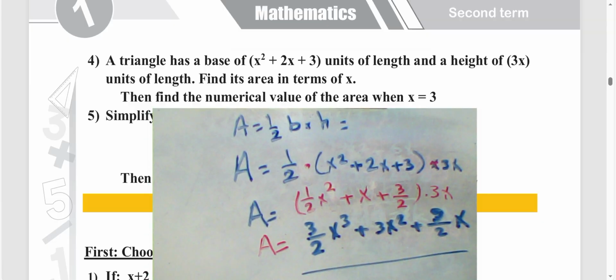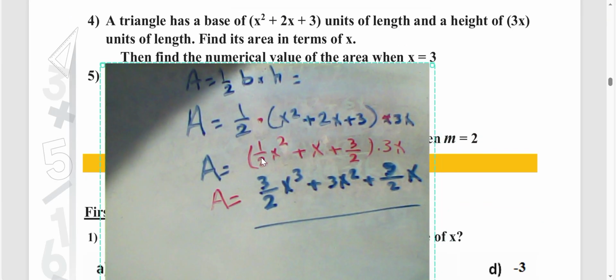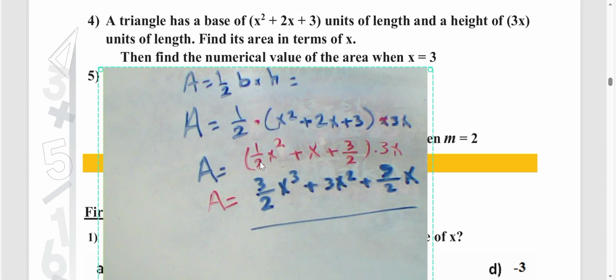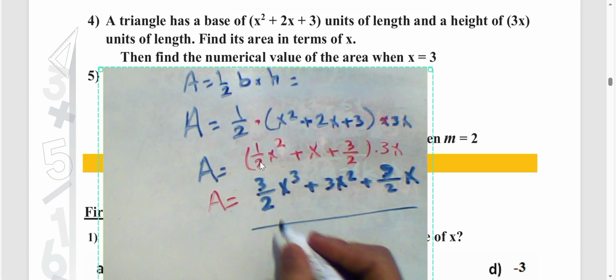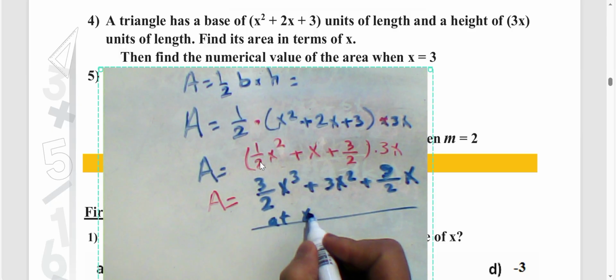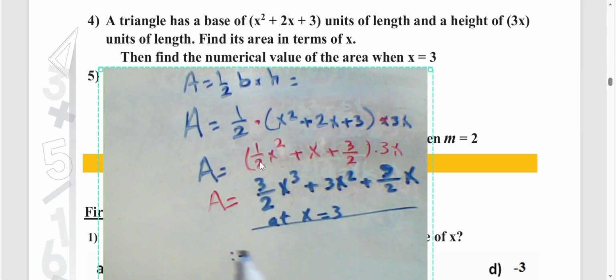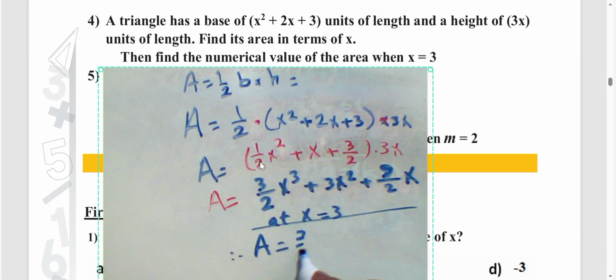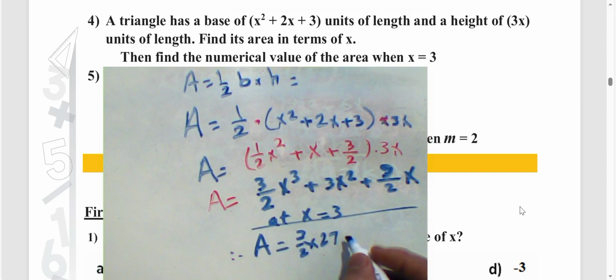Now I will find the area when x equals 3. Complete with me here, right? The area equals, now at x equals 3, in the value of the area right here, write 3 over 2 multiplied by 3 power 3 is 27. 3 times 3 times 3 is 27. Okay, put the value of x here equal 3. 3 power 3 is 27 plus 3 times 3 power 2 is 9 plus 9 over 2 times the value of x, 3.